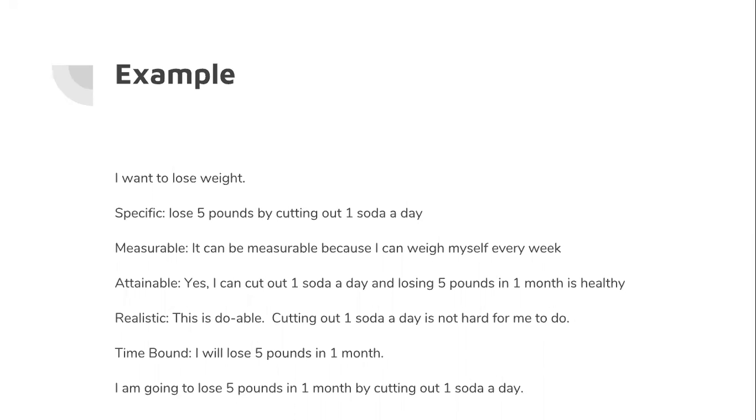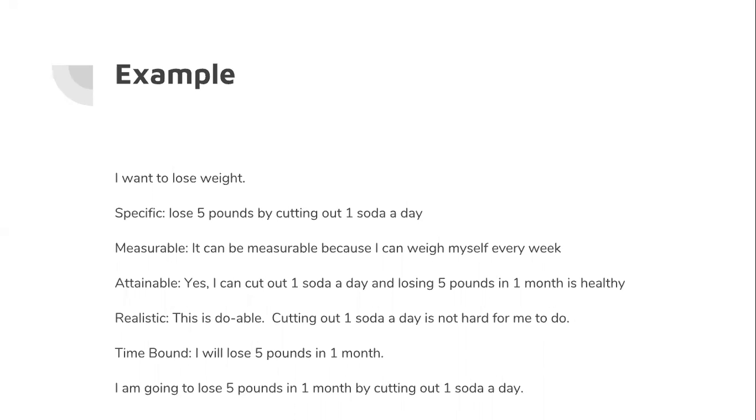Realistic. Yes, this is doable. I do drink soda, and let's say I drink 3 a day or 2 a day, so cutting out 1 soda a day is not going to be something that I can't do. I've thought about it. I know that I can do it. It'll be something that, yes, I will have ups and downs, but I will be able to cut out that 1 soda a day. Now, if I don't drink soda at all, then yeah, it's not realistic because there's no soda for me to cut out.